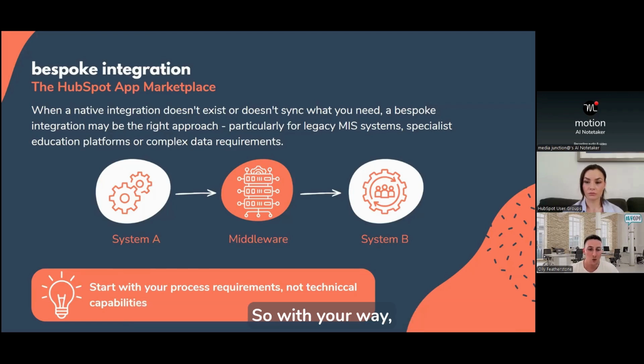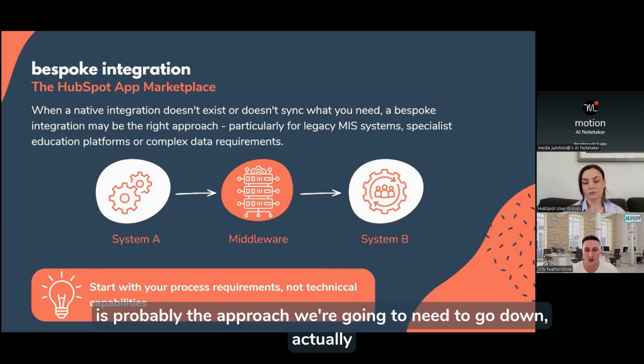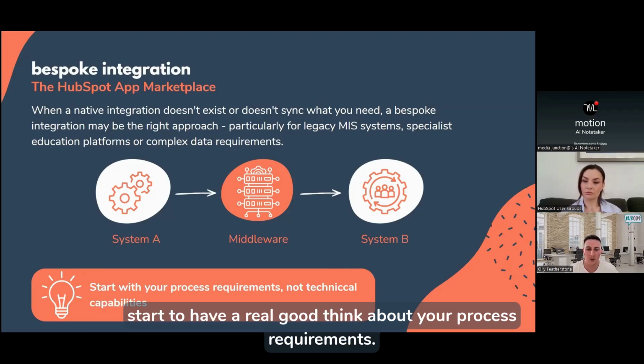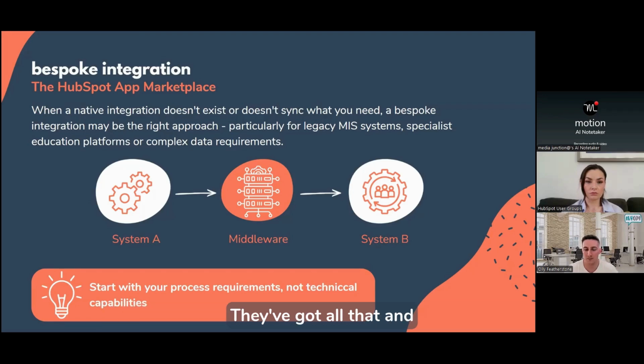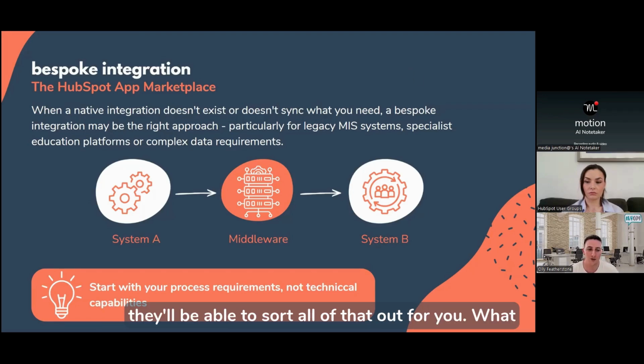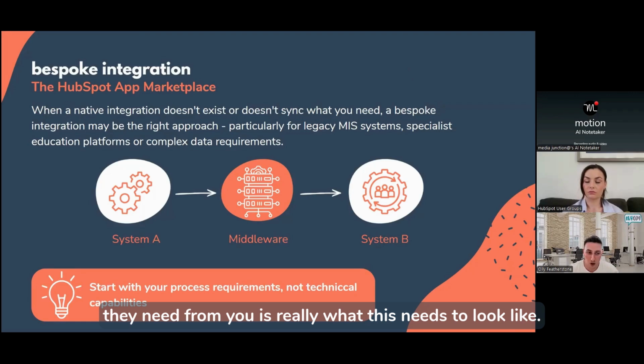So if you ever start to think, this is probably the approach we're going to need to go down, actually start to have a real good think about your process requirements. You don't need to worry about the technical capabilities. They've got all that, and they'll be able to sort all of that out for you. What they need from you is really what this needs to look like.